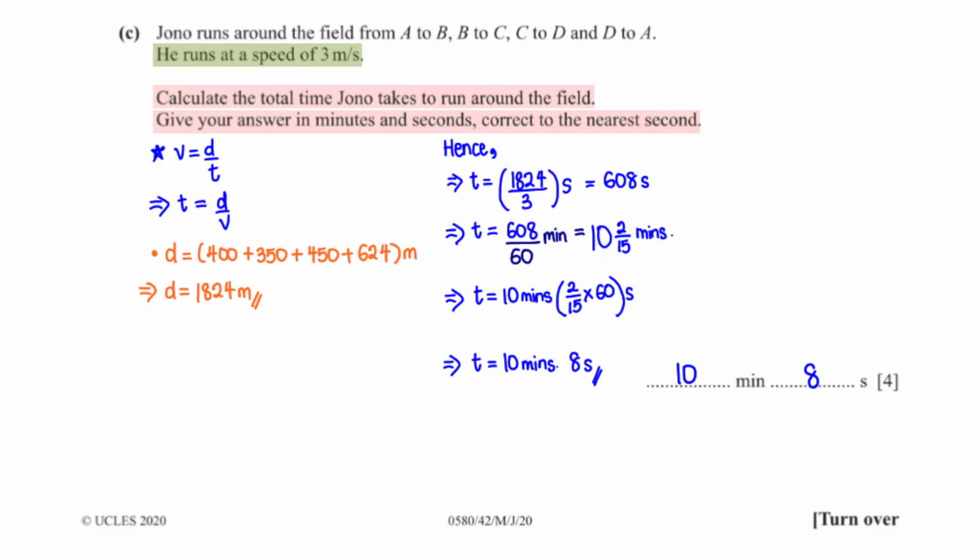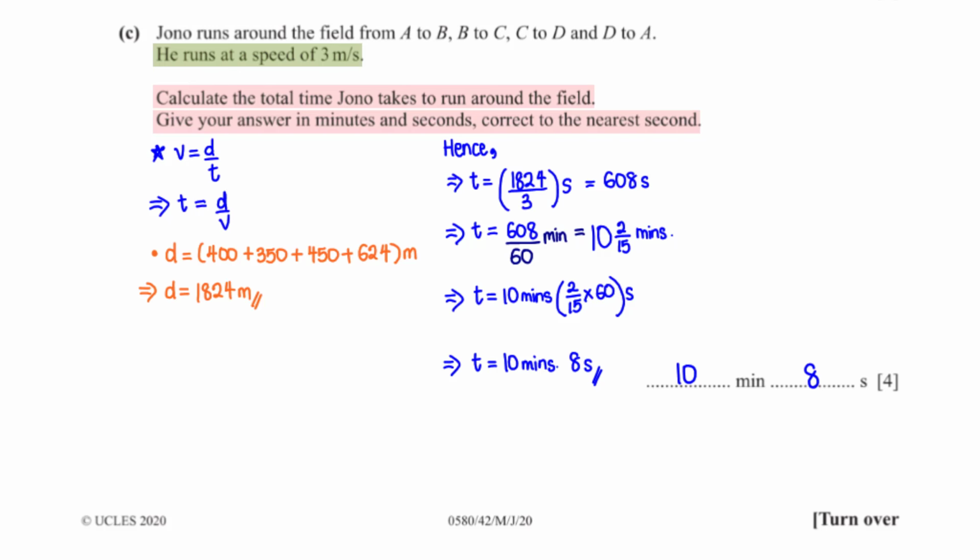We know the formula speed equals distance over time. When we make time the subject, we have distance divided by speed. The distance traveled is equal to the distance from A to B, which is 400 meters, plus BC, which is 350 meters, plus CD, which is 450 meters, plus DA, which we found in the previous question as 624 meters. This gives us 1824 meters.